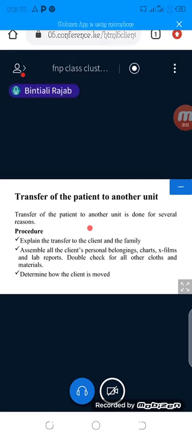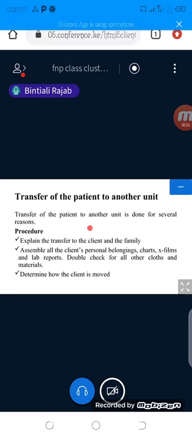Assemble all the client's personal belongings, charts, X-ray films, lab reports, double check for all other clothes and materials. Remember, during the process of admission, we had collected all the patient's belongings. Tulimvalisha uniform ya hospitali, nguo zake na vitu zake zote, tukazilabel, tukazieka. So when you are transferring the patient, you transfer na vitu zake. Asiende ward nyingine alafu akawa aliacha nguo zake in your ward.